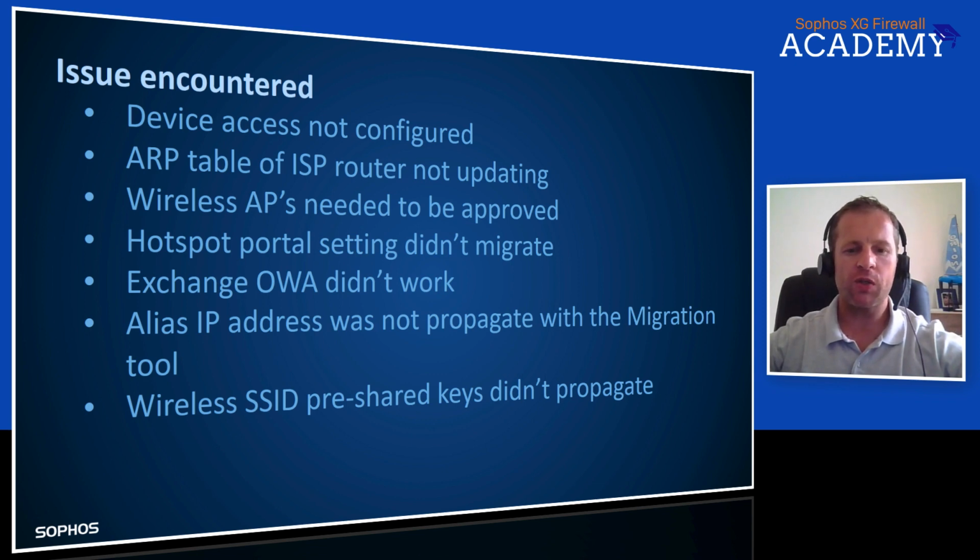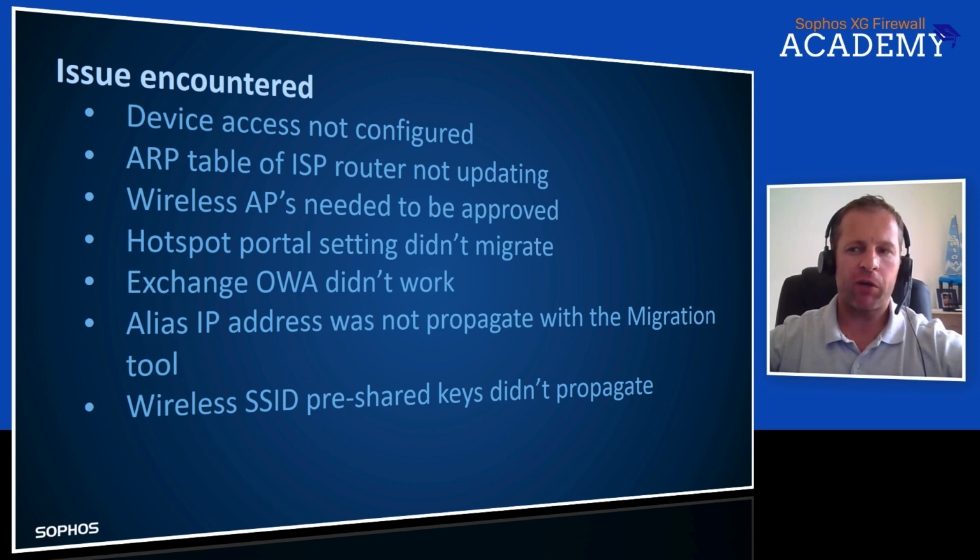So what is this? The specific customer has an ISP that gives them 5 public IPs, and we create them as aliases on the XGs, similar to the SG for that matter. But these public IPs weren't propagated properly with the migration tool, so we had to go and specify the aliases.